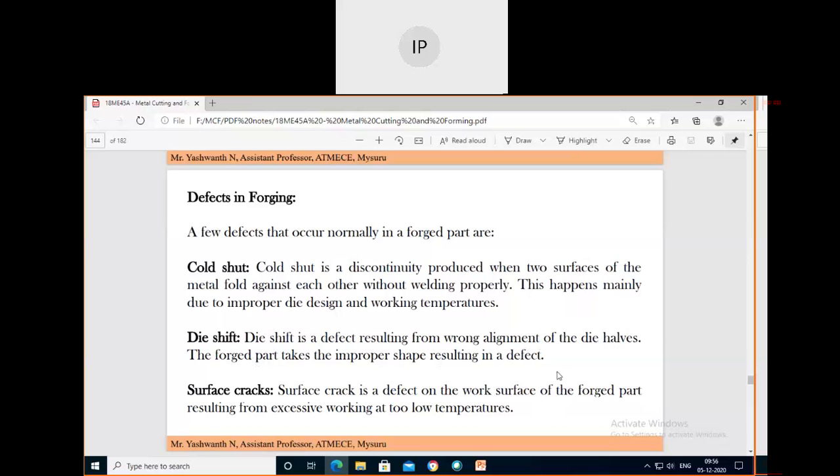Okay, the third one we have is surface cracks. Surface cracks are a defect on the work surface of the forged part, resulting from excessive working at too low temperature.